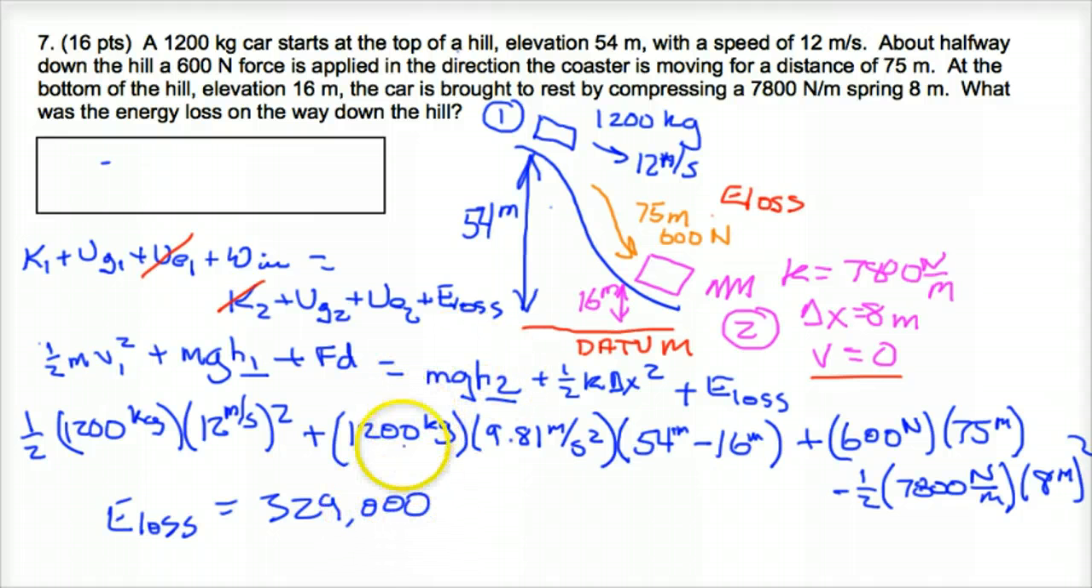Okay, let's look at units for a second. We'll start over here on the right. We have newtons over meters times meters squared. So that's a newton meter, which is a joule. This term has newton meters. This term has kilogram meter per second squared. That's a newton times a meter. And this is kilograms meter squared over second squared, which is also a newton meter or joule. So 329,000 joules lost.